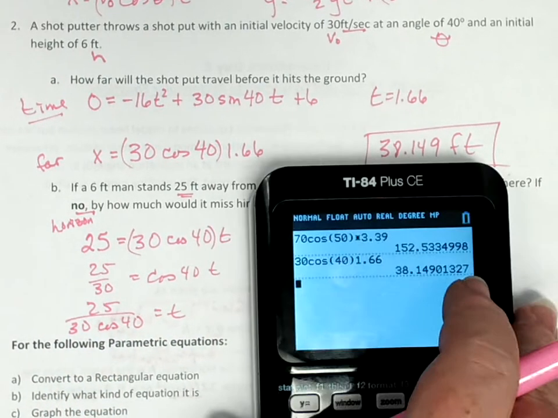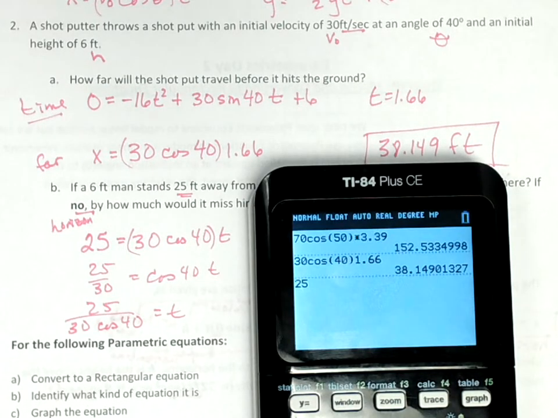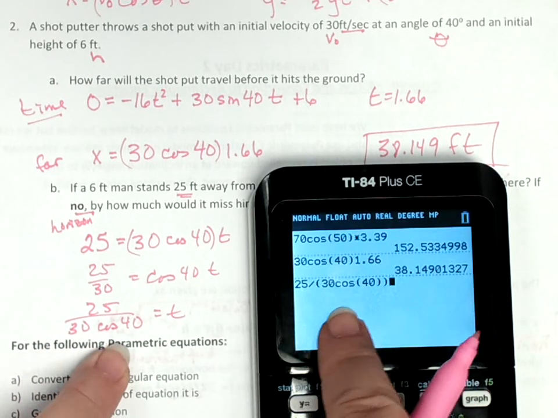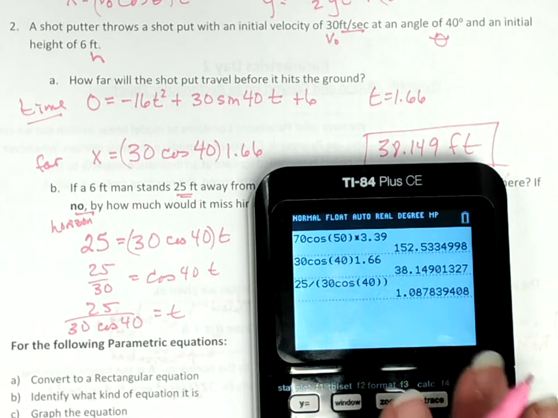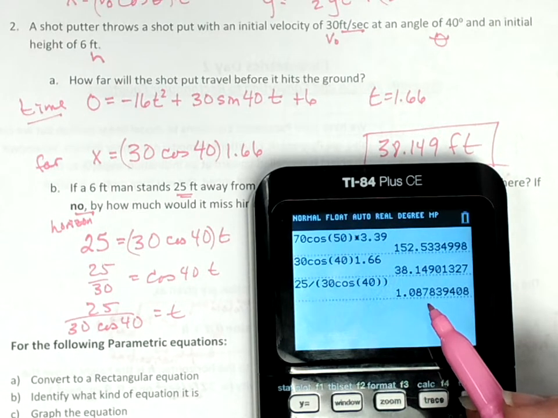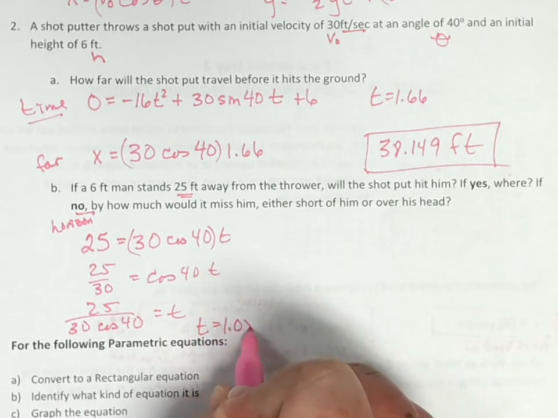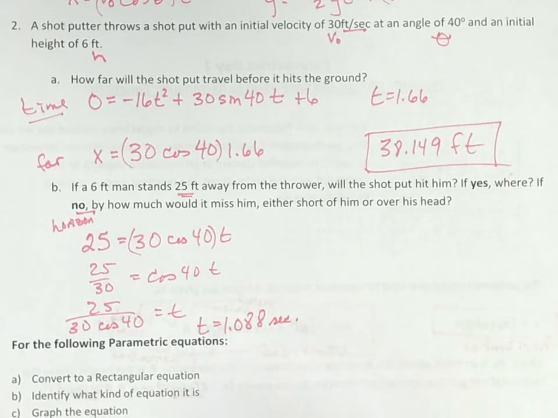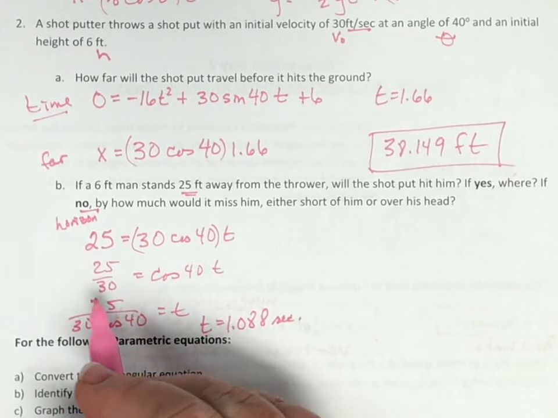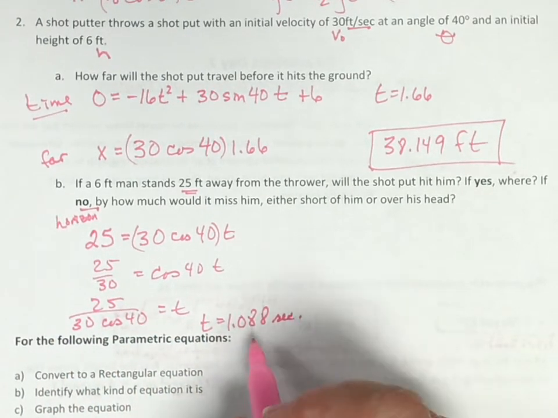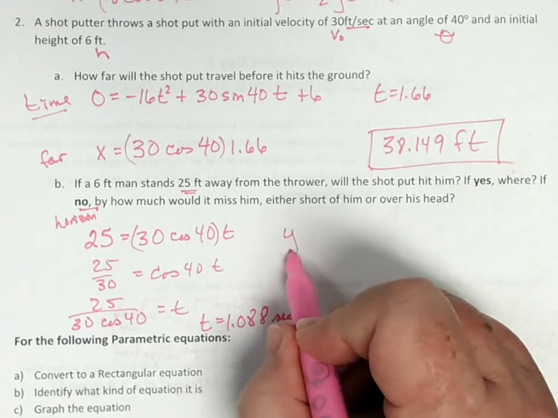So on my blank screen, I'm going to take 25 divided by parentheses 30 cosine of 40, because I want to make sure it does all of that. And it was 1.088 seconds. So time was equal to 1.088 seconds. Now that's when it's going to reach the 25 foot away from me mark. But how high is it going to be?